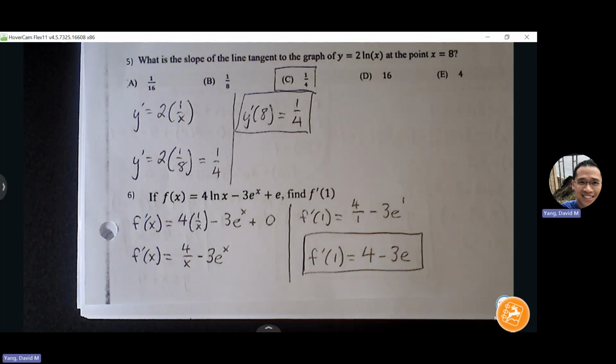Okay, so 4 natural log of x becomes 4 times 1 over x. 3 e to the x is just 3 times e to the x. So basically any coefficient in front of an expression that has a variable in it will just tag along. It'll just hang on in front. It's not going to go away. Now, if a constant is by itself with no variable attached to it, then it will go to 0. But if a coefficient is attached to a variable, when you find the derivative, it will stay. It won't go away.